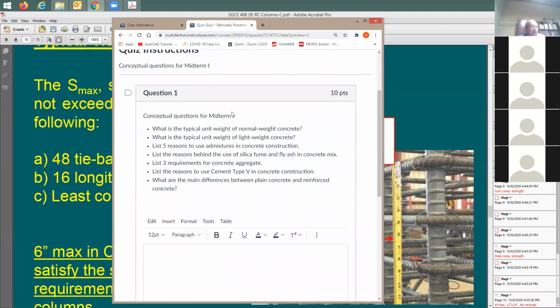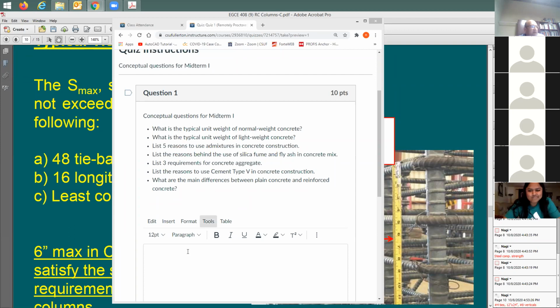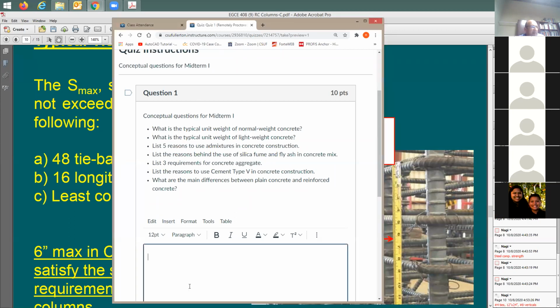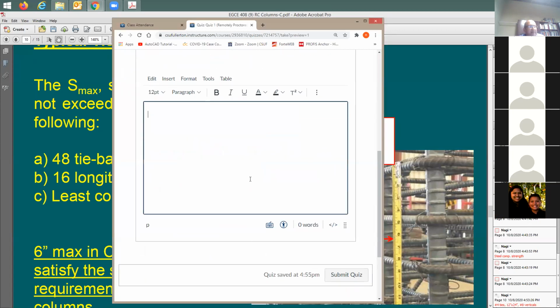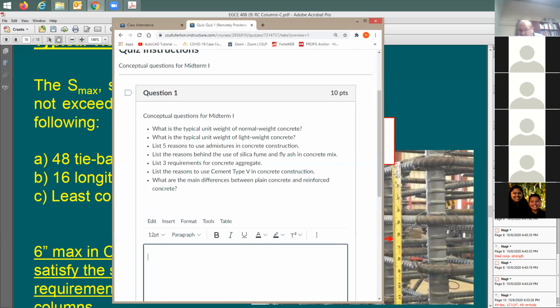I guess here's the question, and give me please a moment just to understand what's going on. Question about the typical unit weight. You need to put it there. So you have how many problems? 1, 2, 3, 4, 5, 6, 7. Just type them in here. At the end, you're going to submit, right? Any questions before you start?